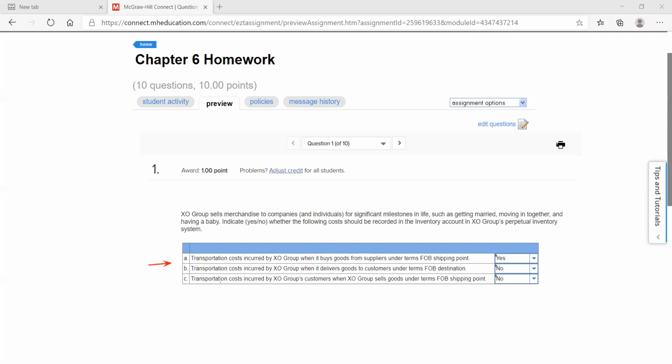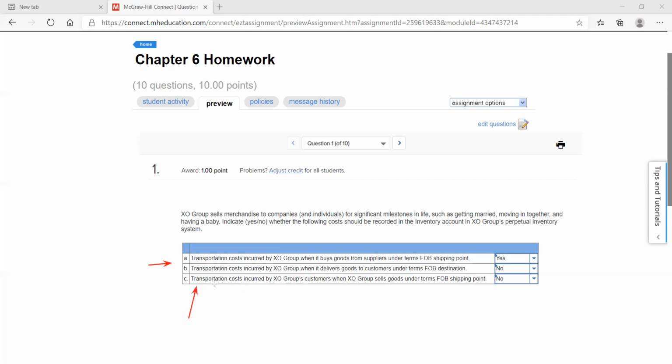Under part B, this is when it delivers goods to customers. So this is from the sale, and this is under FOB destination. And under that case, it's going to be no, because remember, FOB destination is when it actually reaches the customer who's buying it. So in this case, they would not include that in their inventory.